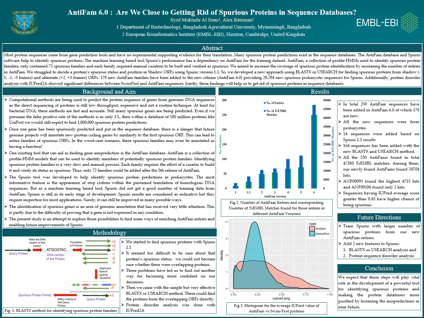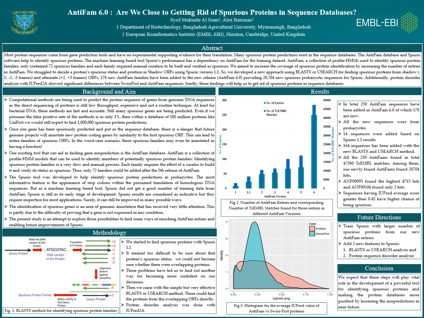Are we close to getting rid of spurious proteins in sequence databases? Let me start with some facts. As genome sequencing is becoming more common in today's world, many false, that is spurious genes are being predicted during protein sequence prediction using computational methods. Even if we presume the false positive rate of the methods is only 1%, then within a database of 180 million proteins like UniProt, we would still expect to find 1.8 million spurious protein predictions.